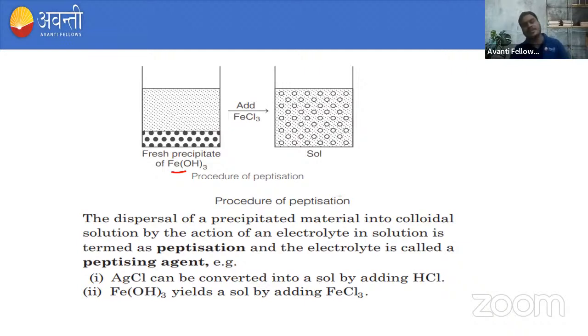So the fresh precipitate of FeOH3, when treated with the FeCl3 electrolyte, will be converted into a colloidal sol, right? So the dispersal of a precipitated material into colloidal solution by the action of an electrolyte in the solution is termed peptization, and the electrolyte is called the peptizing agent. So always remember, electrolytes को क्या बोलेंगे? Peptizing agent, and the process is called peptization. सबको ध्यान में आ गया what is peptization? That is the process of converting a precipitate into a colloidal sol by using a suitable electrolyte, also known as a peptizing agent. Like AgCl can be converted into a sol by adding HCl. FeOH3 yields a sol by adding FeCl3, as we can see. So this is all about the peptizing agent and peptization.